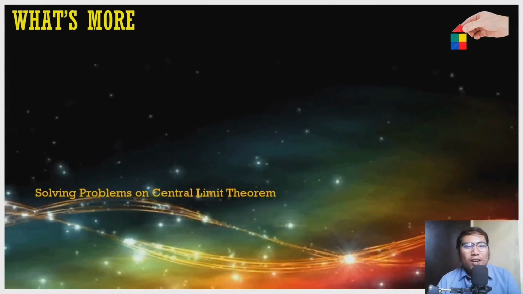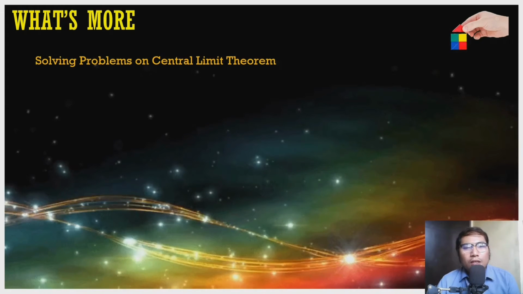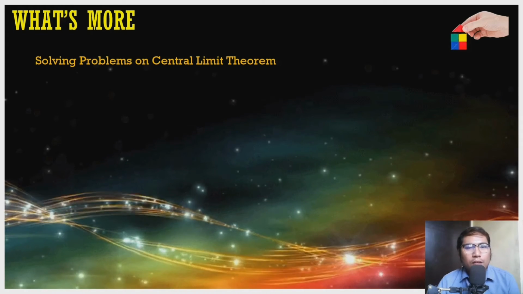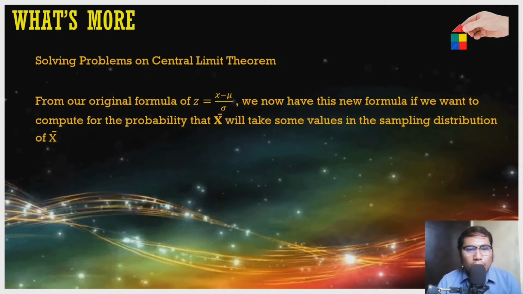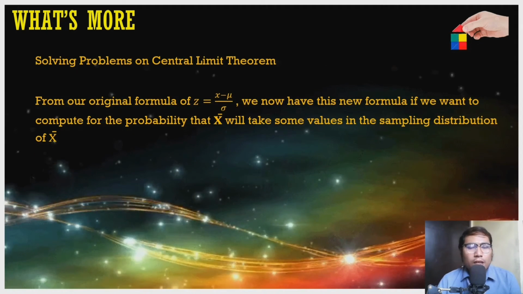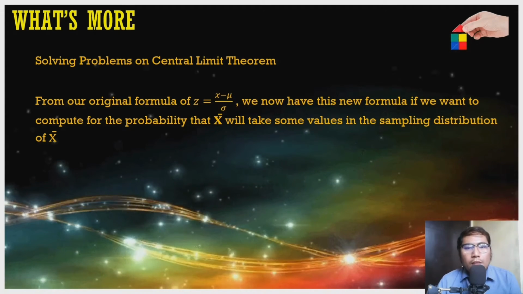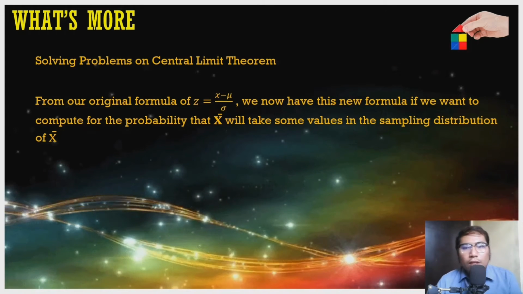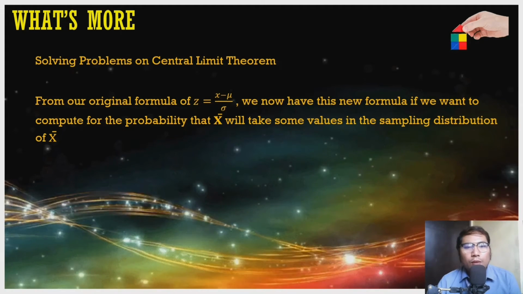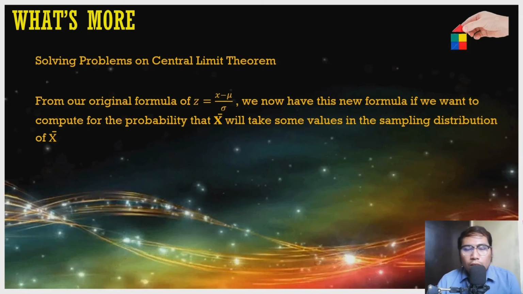What's more, in this session, we will be applying all the things that we have learned from the central limit theorem. So here we are going to solve problems on central limit theorem. From our original formula of the z-score, we have z is equal to x minus mu divided by sigma. We now have this new formula if you want to compute for the probability that x bar will take some values in the sampling distribution of x bar.